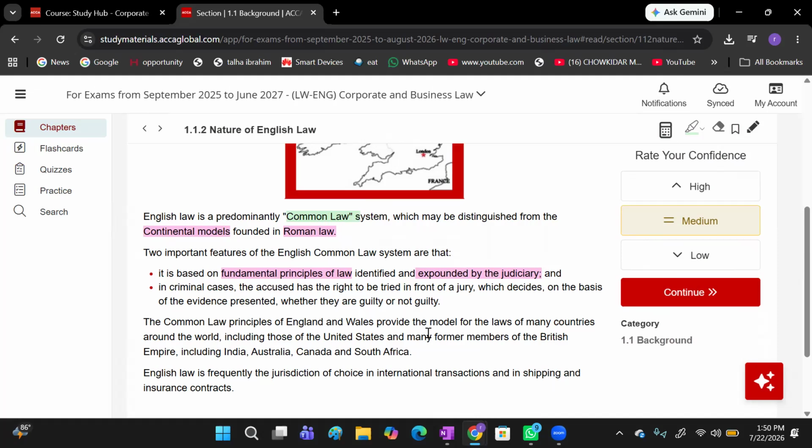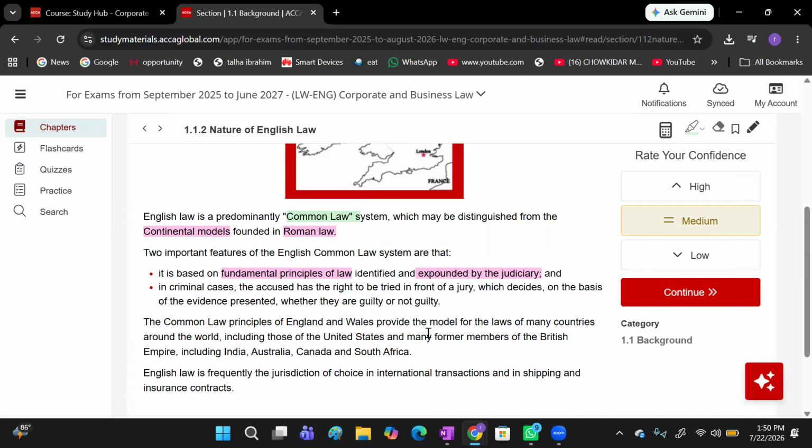But in other parts of the world, a lot of European countries follow the continental model of law, which is found in Roman law. Even in some European countries like Spain, the continental model is followed. But in England, in English law, the common law system is followed.